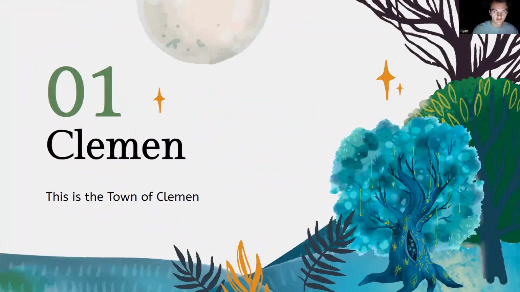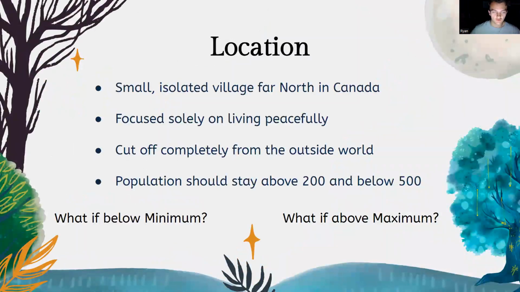So section one deals with the geography and the size of the town. It's going to be located pretty far north in Canada. There's going to be plenty of mountains and fjords. So it's going to be like if Frozen was in Canada, pretty cold but still livable. The town of Clement is going to be completely cut off from the outside world, and it's going to be located as such because it's pretty far north.